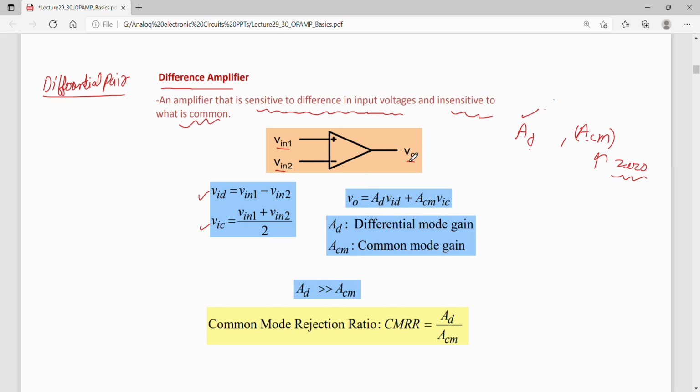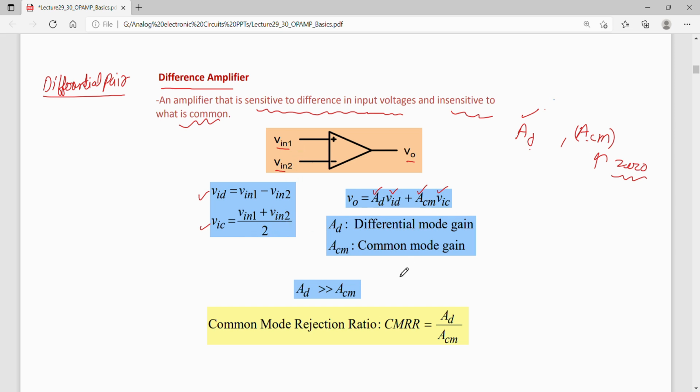So the output of this amplifier, or difference pair, can be written in terms of both differential mode gain and common mode gain. That is, differential mode gain multiplied by the differential input Vin1 minus Vin2, plus common mode gain multiplied by the common mode input, which is the average of the two inputs, (Vin1 plus Vin2)/2.